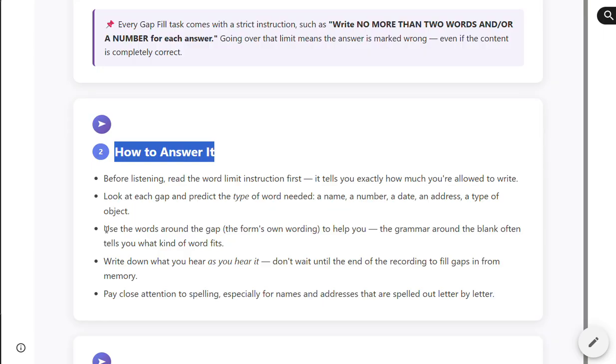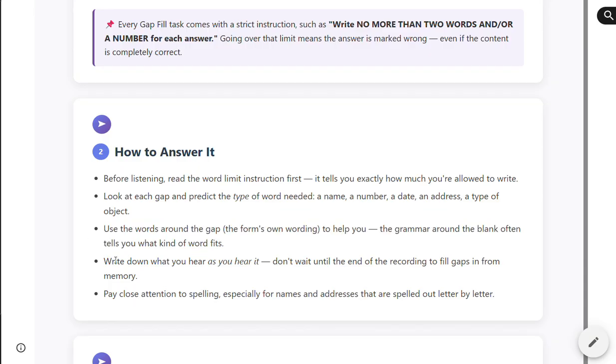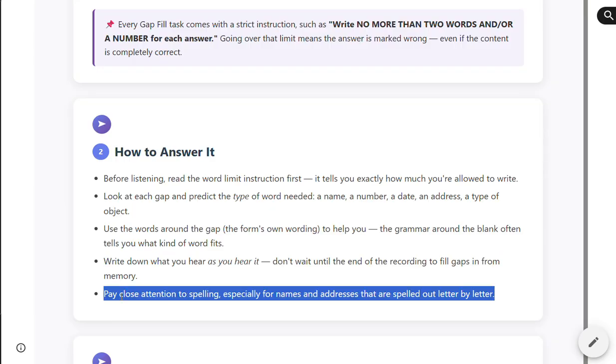Pay attention to the words already printed around the gap too. The form's own wording and grammar often signal exactly what kind of word fits there. When the recording plays, write down what you hear the moment you hear it. Don't wait until the end and try to fill gaps in from memory, because the information moves fast and won't repeat. And finally, pay very close attention to spelling, especially for names and addresses that get spelled out letter by letter. That's the exam telling you precision matters.